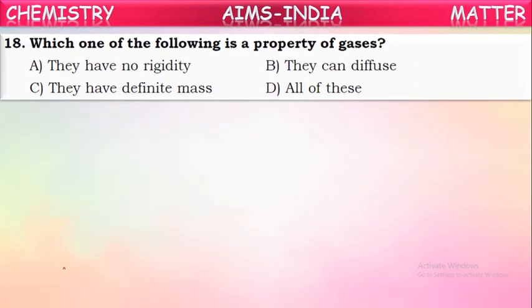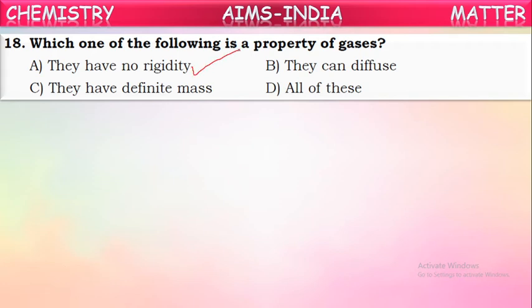Next, which one of the following is a property of gases? These certain properties are given here, which represents a gas. See the first one. They have no rigidity. Yes, gases are not rigid. They can be compressed to a very high extent. So they are no more rigid. Second one, so this is correct.